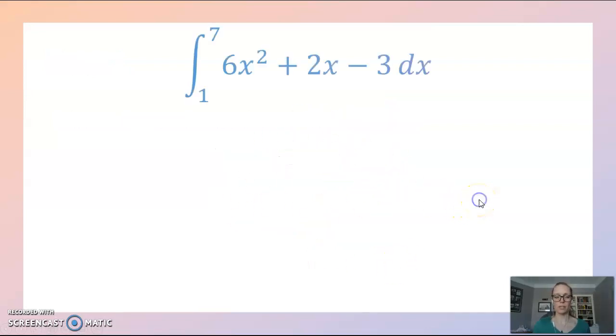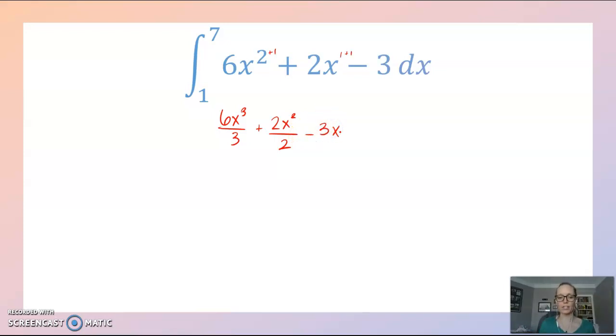Let's take a look at some example problems here. So here we've got just a basic antiderivative. It's a polynomial, so we don't have to do any kind of fancy things with it. We're going to apply the power rule here. So I'm going to start with 6x squared. I'm going to add 1 to that exponent and divide. So I have 6x to the third divided by 3. My next term here, the x of course has an exponent of 1. So I'm going to add 1 to that and divide by our new exponent. So I have 2x squared divided by 2. And then my last term here, a constant, I'm going to add an x to it.